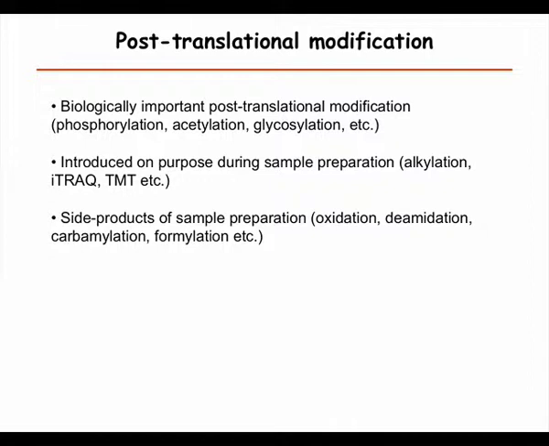Then we also have a lot of modifications that are side products of sample preparation. These are oxidation, deamidation, formylation, carbamylation. These depend on the way we prepare our samples and the reagents that we use. Of course, we want to get to the biological modification, but when we analyze our sample, we need to take all these other ones into account.